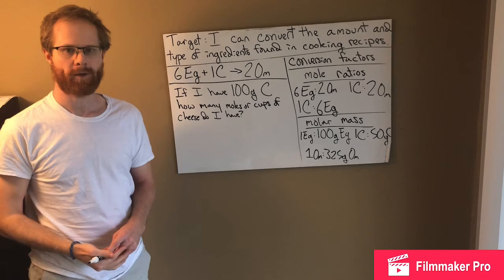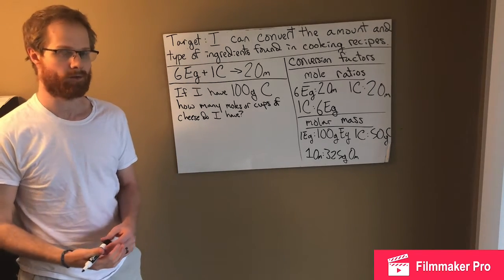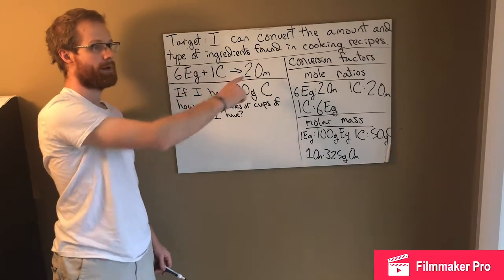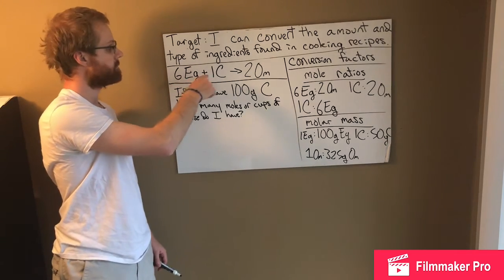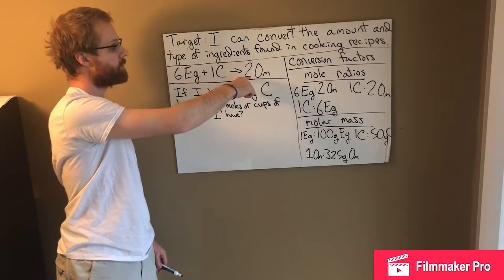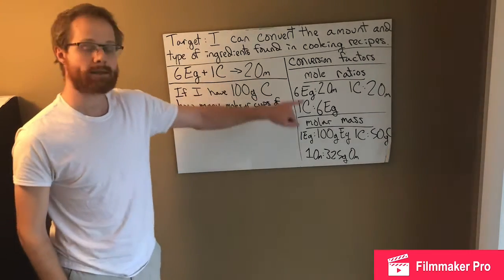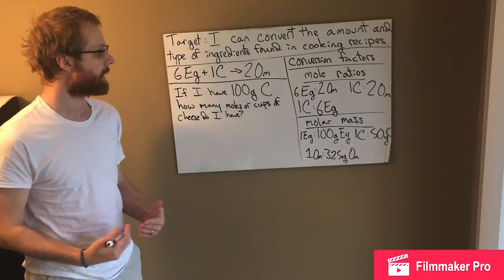Okay, before getting into this problem, let's take a quick minute and review what we already know. We know the balanced recipe, or the balanced equation for how to create an omelet: 6 eggs, a cup of cheese will make 2 omelets. We also know 6 different sets of conversion factors, and there are 2 different categories.